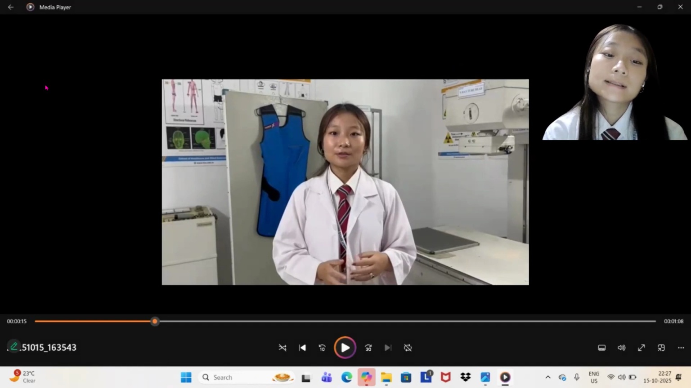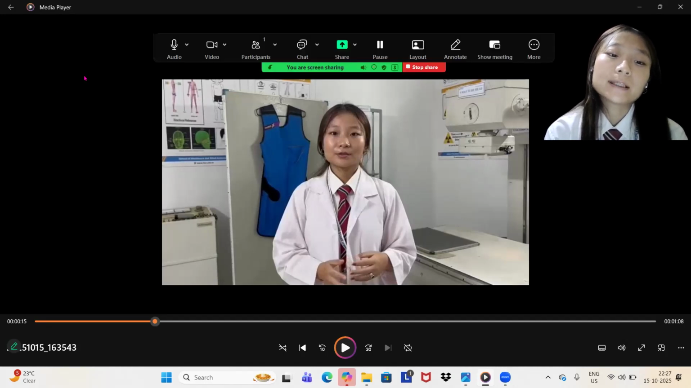So here you can see our X-ray unit setup. The main purpose of this demonstration is to explain the basic components, positioning technique, and the role of radiographer in identifying foreign bodies through X-ray imaging.